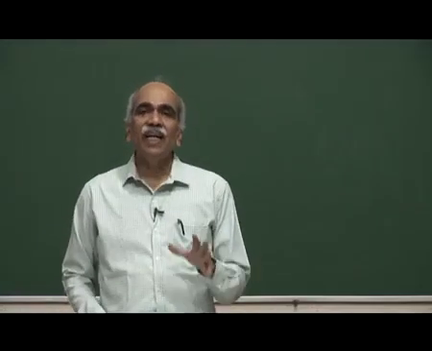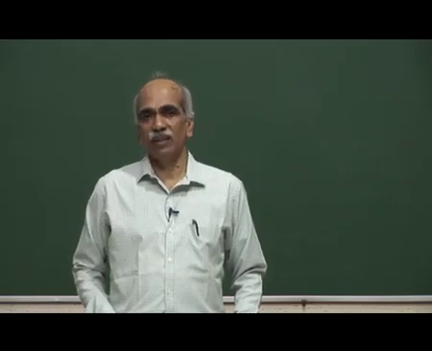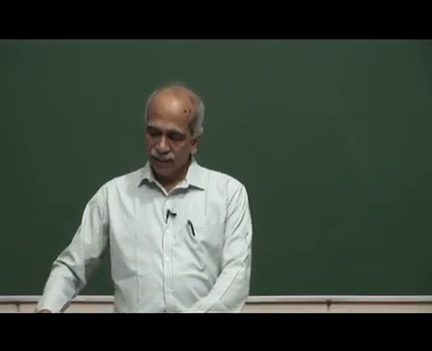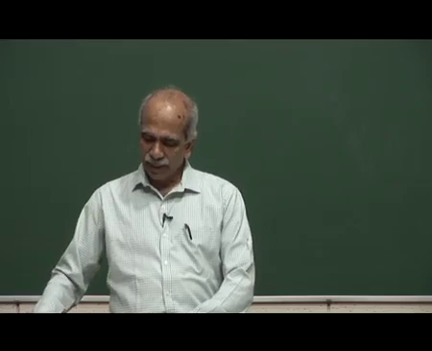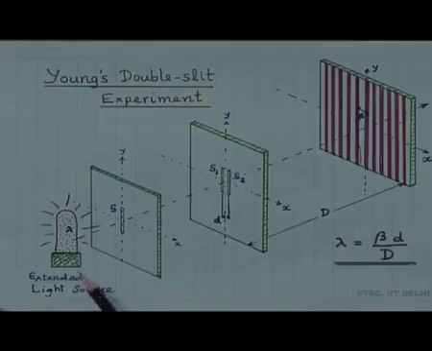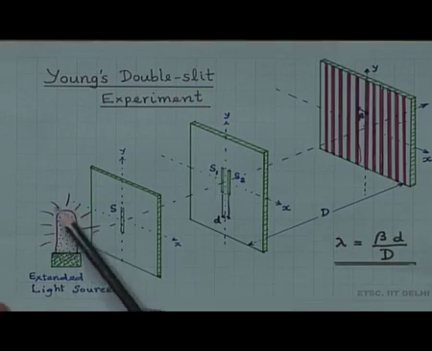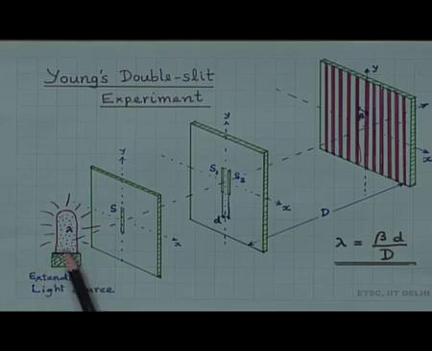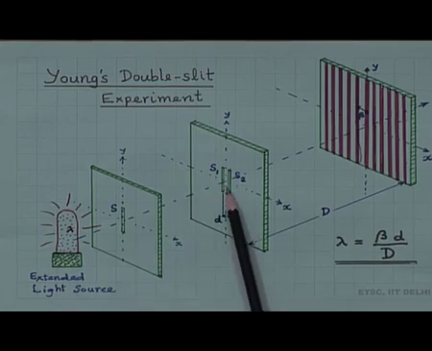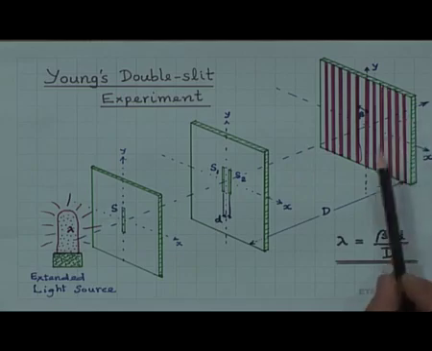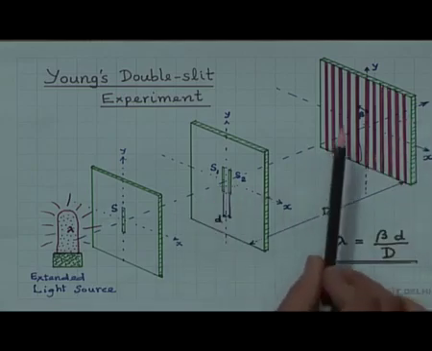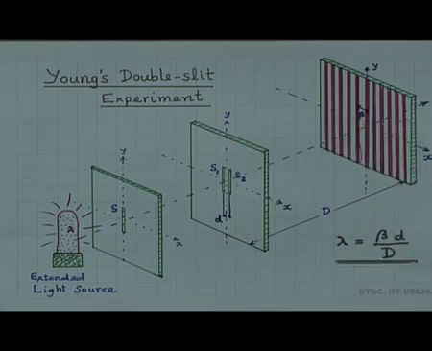Thus, the final arrangement for the Young's double slit experiment looks like this. We have an extended source, usually a sodium lamp, an extended monochromatic source, which is followed by a narrow slit, which is followed by two slits here, and then we have the interference fringes formed on the screen. If the slits are like this, we see the interference fringes parallel to it.